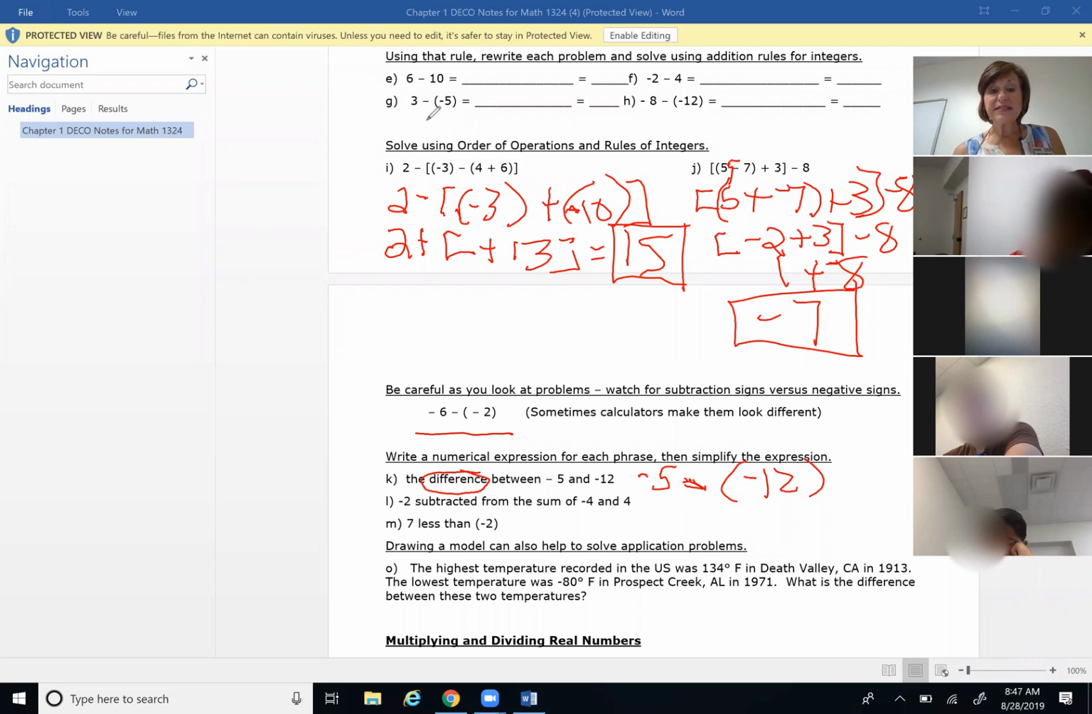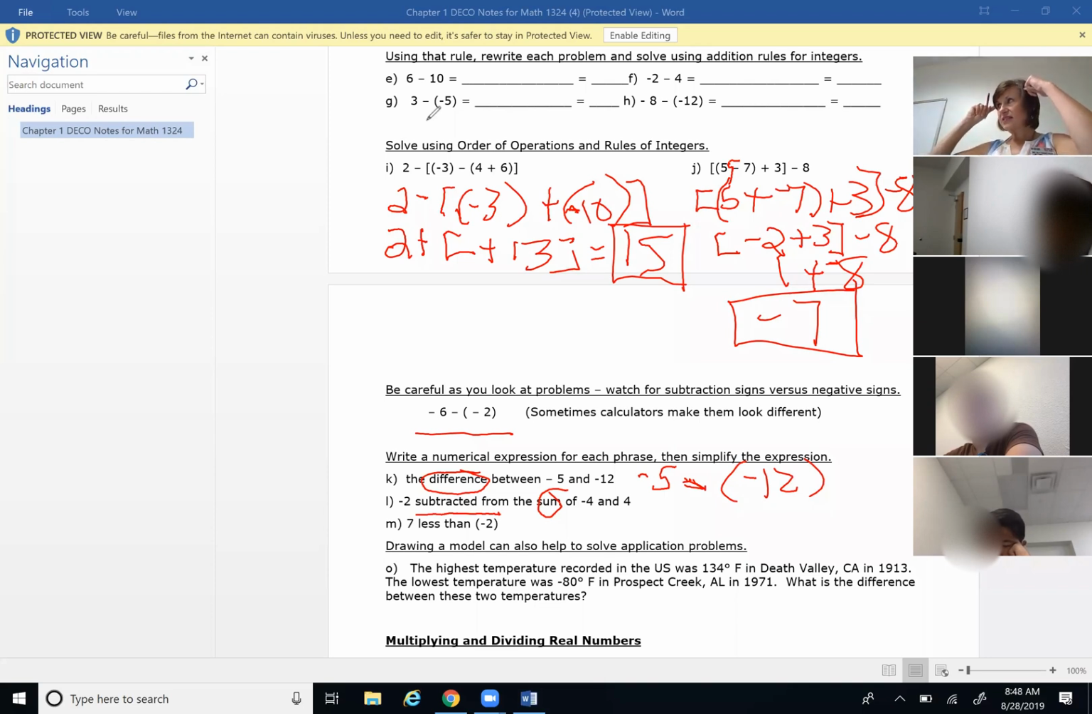These are the ones that are a little bit sneaky, okay? Look at this. It says -2 subtracted from the sum of -4 and 4. So in addition to seeing something's going to be subtracted from, I also see the word sum. Now, what does the word sum mean? The answer when you add.